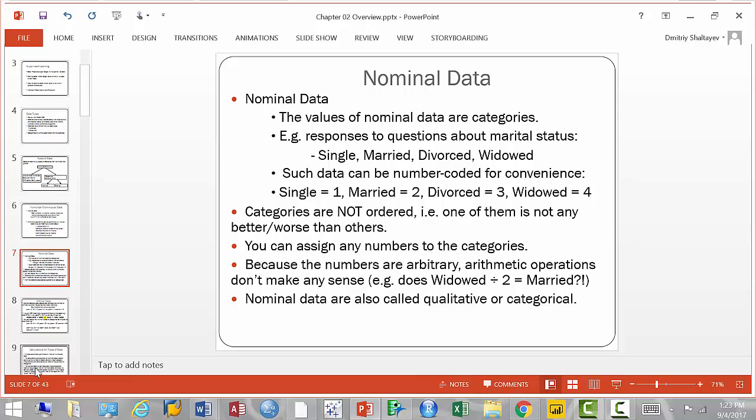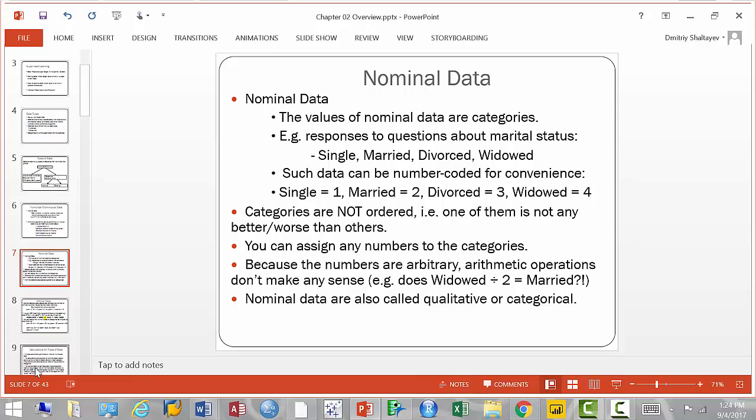Here's some examples. If I go outside on the street and I start asking people, what's your marital status? I'll probably hear one of these four responses, right? Single, married, divorced, or widowed. That's it. Is there a specific order in these categories? No. It's not like it's better to be single or married, right? It depends on who you're asking, right? Some people prefer one way or another, right? It's just categories. But probably that covers 100% of the cases, right? Every person on the street that I will ask will tell me if they're single, married, divorced, or widowed, okay?